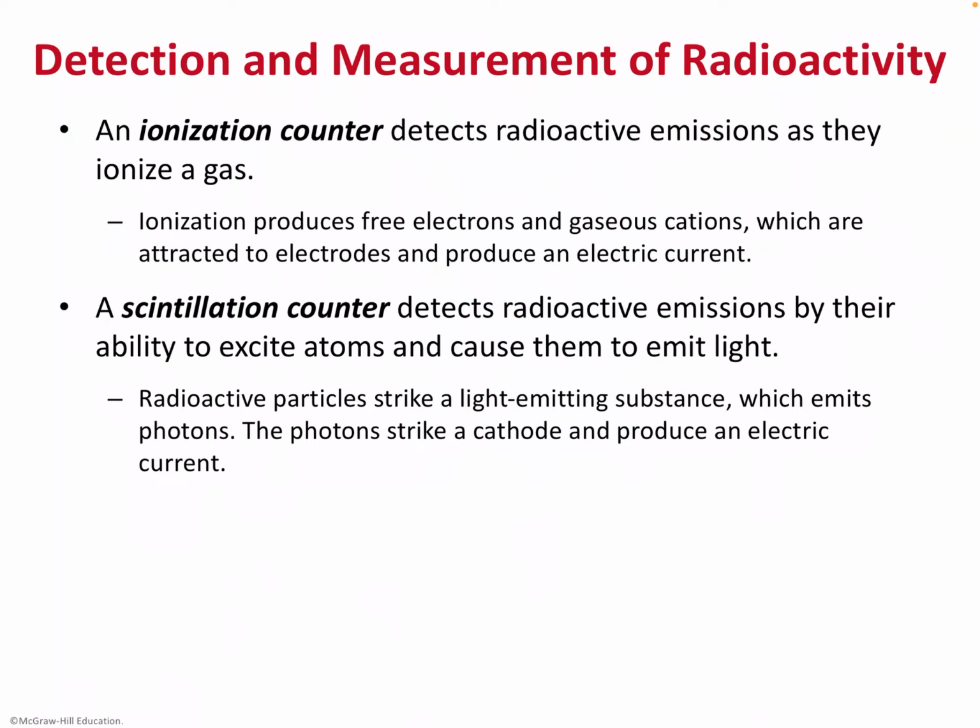Detection and measurement of radioactivity. Now, how do we measure this radioactivity? There are two ways that we can do it. One method is the ionization counter, and the second one is the scintillation counter. An ionization counter detects radioactive emissions as they ionize a gas. The ionization produces free electrons and gaseous cations, which are attracted to electrodes and produce an electric current, and then you can measure the electric current. That would tell us how radioactive the element of interest is.